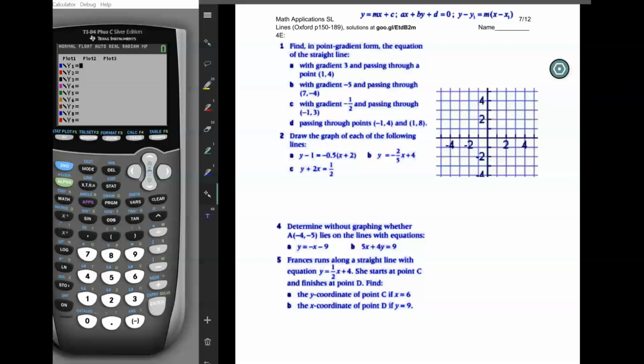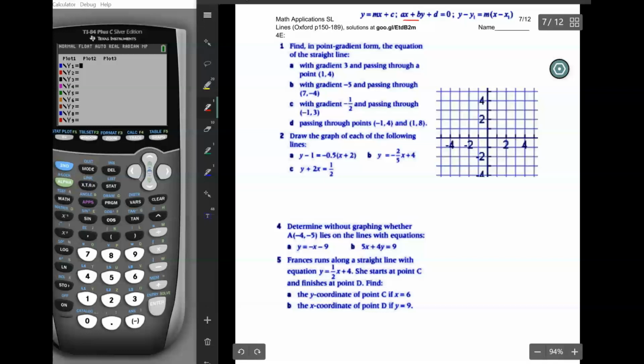Here we are on page 7, and if you remember at the end of page 6, we talked about standard form, which is kind of a useless form. It just looks nice. It's got the equals 0 here. And then we also talked about point gradient form, which, except for slope intercept form or gradient intercept form, is also super useful.